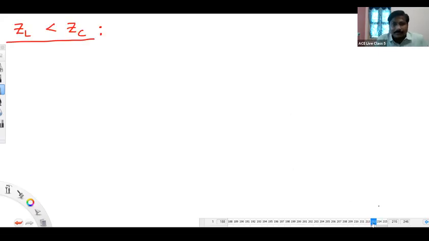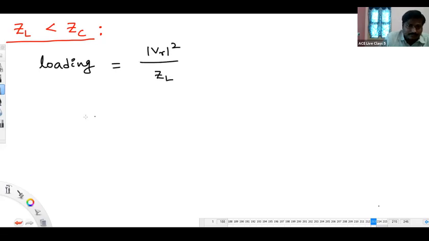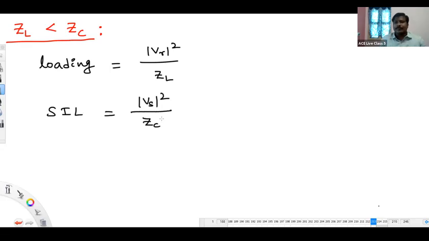Okay, let's take up ZL less than ZC. I will write both. Loading on the transmission line is receiving end voltage square by load impedance. Surge impedance loading on the transmission line is sending end voltage square by ZC. But generally, voltage magnitudes will be more or less equal. Forget about the change in VR square and VS square values.